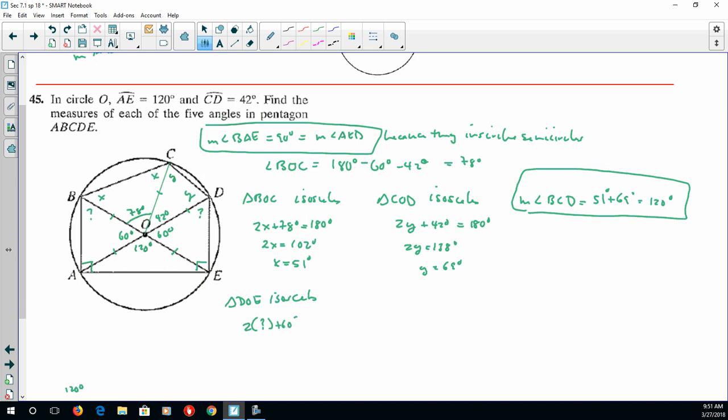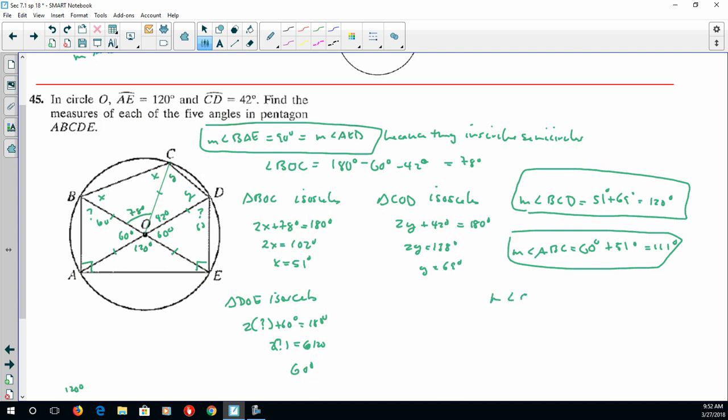So the measure of angle, let's do ABC, is 60 degrees plus X. And the measure of angle CDE is Y, which is 69 degrees, plus the question mark, which is 60 degrees, which is 129 degrees. Okay, there they all are.